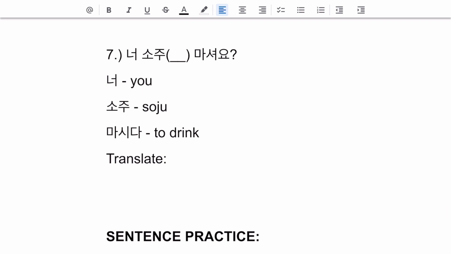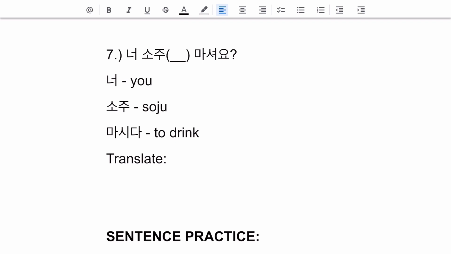너 is you. That is the topic of our sentence. So we could say 너는, and then soju, we're drinking the soju. So that is our object particle. That is our object in the sentence. So we're going to use which one? 을 or 를? 소주를, because it ends with the vowel. 너 소주를 마셔요?